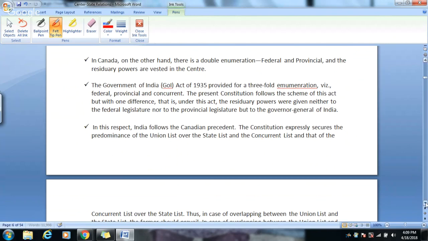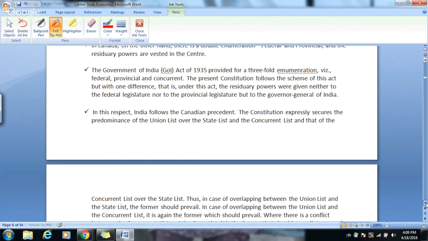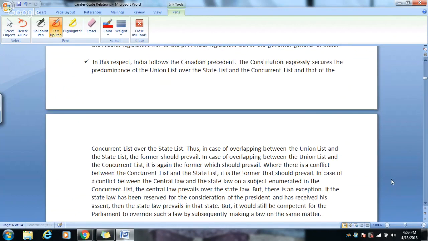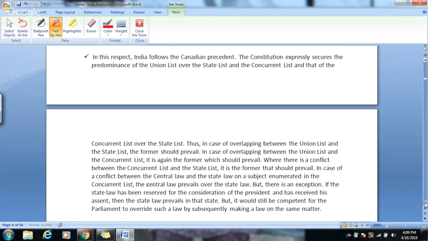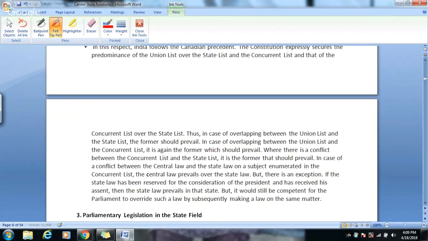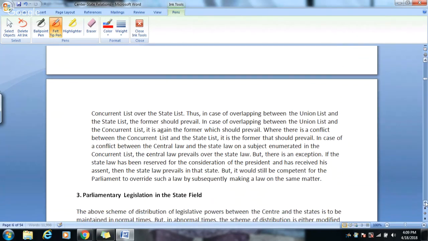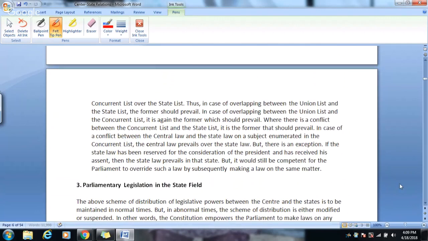With respect to the Indian Constitution, it expressly secures the predomination of the union list over the state list and the concurrent list, and that of the concurrent list over the state list. Thus, in case of overlapping between the union list and the state list, the former should prevail. Meaning, if there is an overlapping between the union list and the state list, the former should prevail.